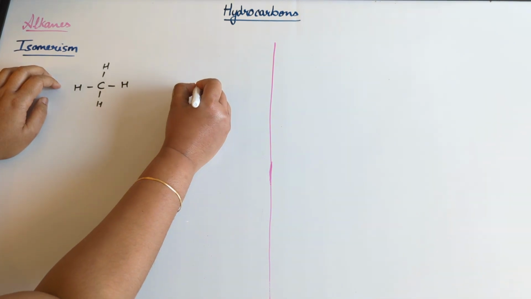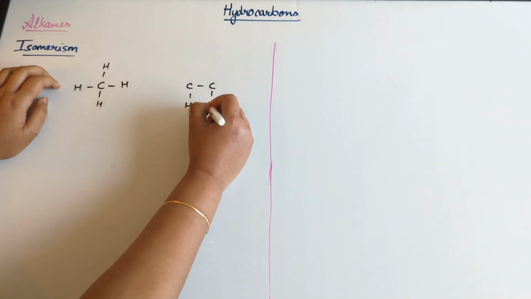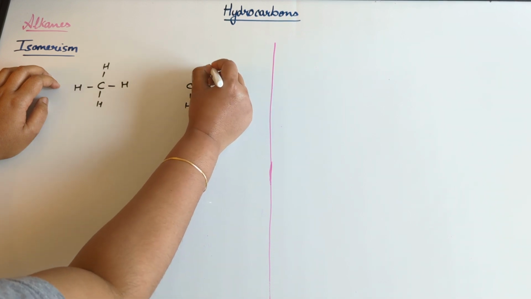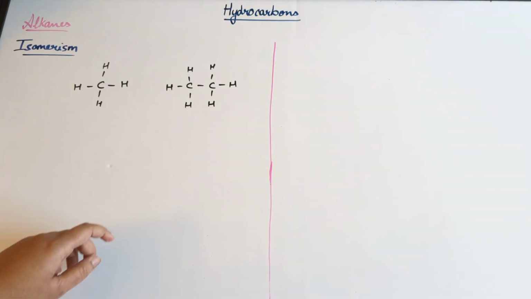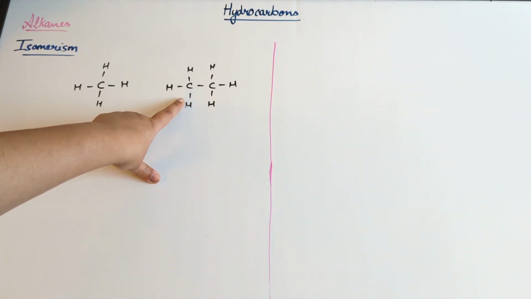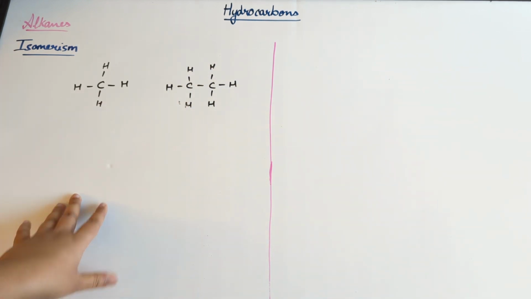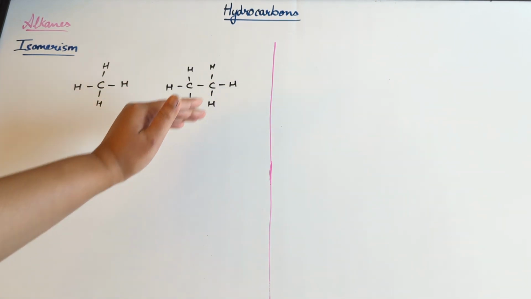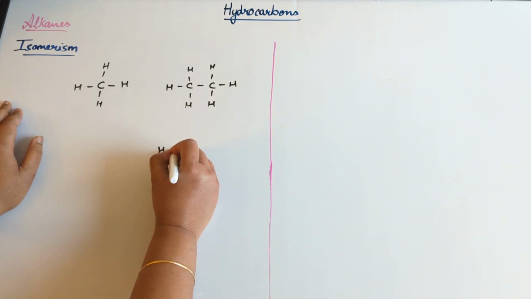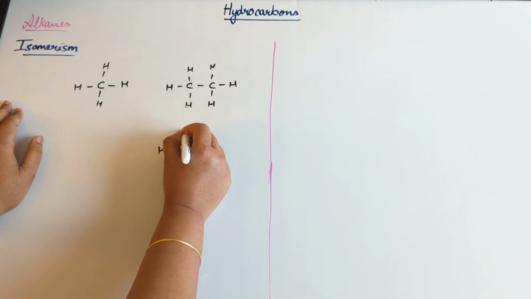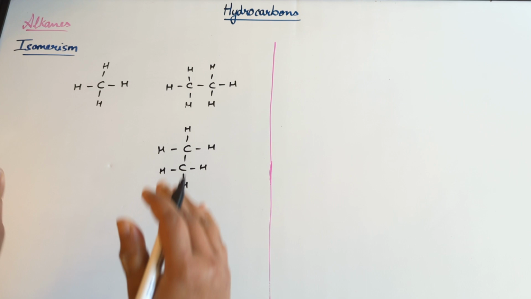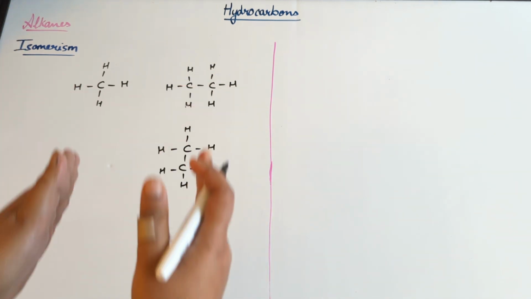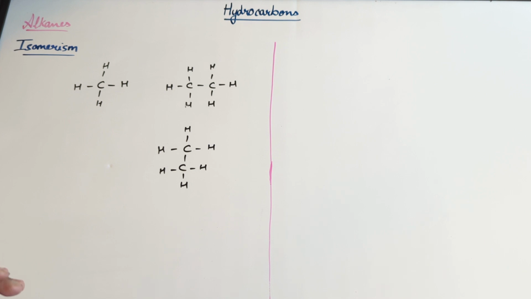Next, let's move on to ethane. Now, what can we do? Okay, let's do one thing. Let's replace this hydrogen atom with this carbon atom, and basically what we'll be doing is exchanging these two. So, let's do that. Do you see any change in terms of the structure except for the fact that this is horizontal and this is vertical? So there's no change. So ethane is also not able to show isomerism.